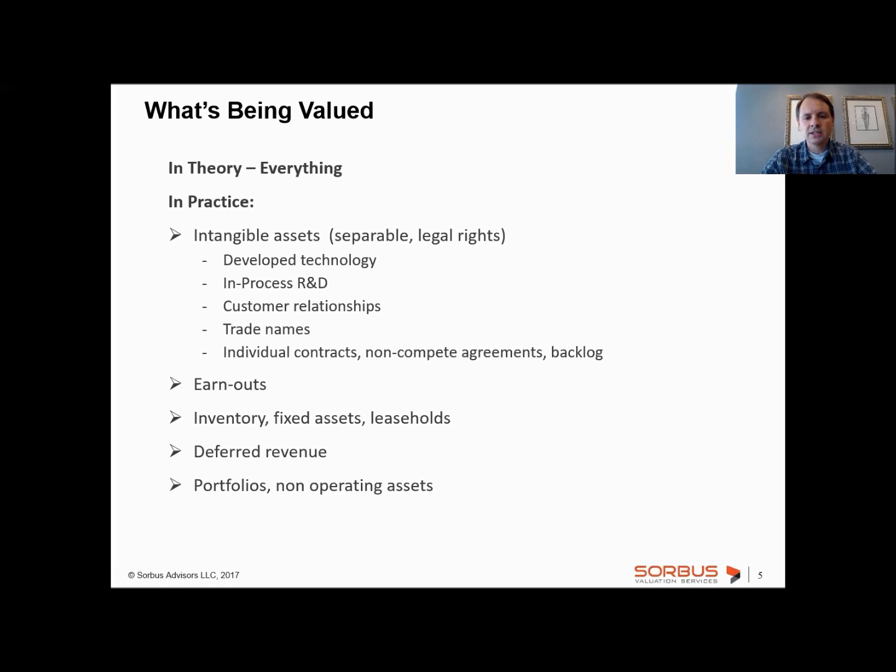So at SORBUS Advisors here, we specialize in going across the board, and so we can cover everything on this slide right now, but we'd like to believe it's not frequent that you find this. So it's very important for you to really know that the person who is doing your purchase price allocation has experience in purchase price allocations and not, say, in 409A valuations.